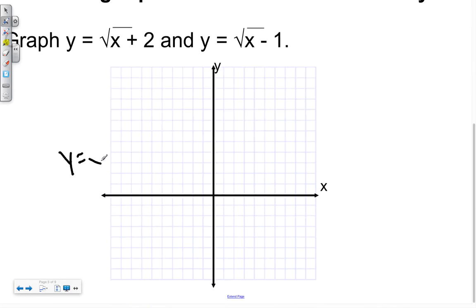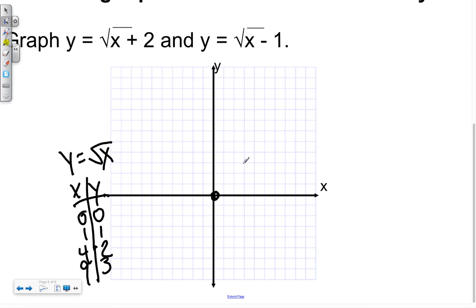So we have y equals the square root of x as our parent graph. We already know some points here: 0, 0, 1, 1, 4, 2, 9, 3, and so on. It's important to put this in because then it'll just be a translation after we have the parent graph.